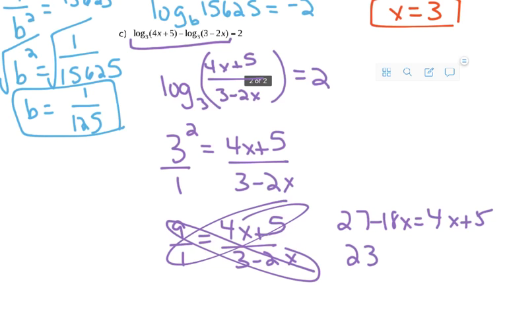I'm going to put my constants on the left and my variables on the right. I should erase this because 27 minus 5 is 22. So I get 22 is equal to 22x. So x is equal to 1. And that was logarithmic functions.